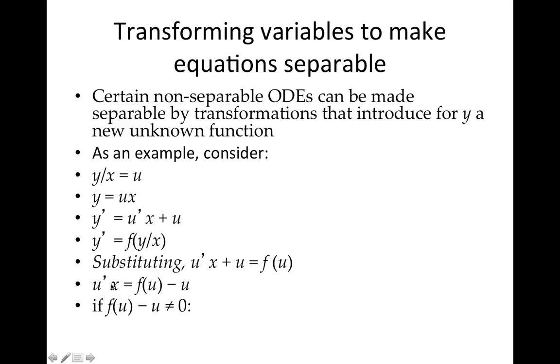And then we can do a little manipulation, moving the u over to the right-hand side. As long as f of u minus u is not equal to 0, then we can generate the following equation. So this is the equation that we would ultimately use to integrate both sides, and it becomes separable because we made this substitution. After the differential equation is solved, you can come in everywhere you have a u, and you can resubstitute y over x so that you get things back in terms of y over x instead of in terms of u, if that's what you wish to do.